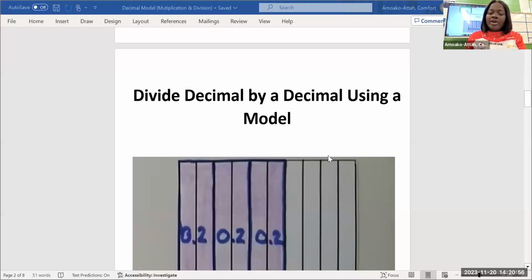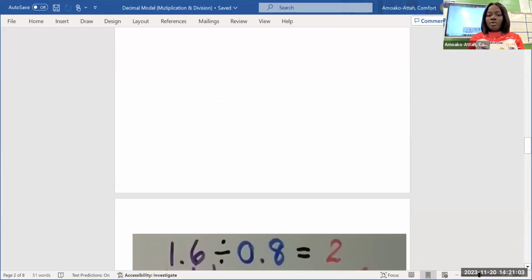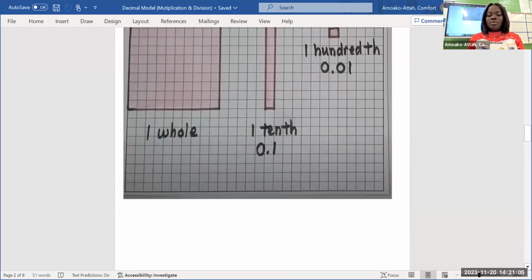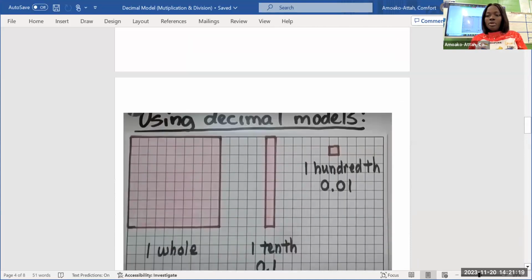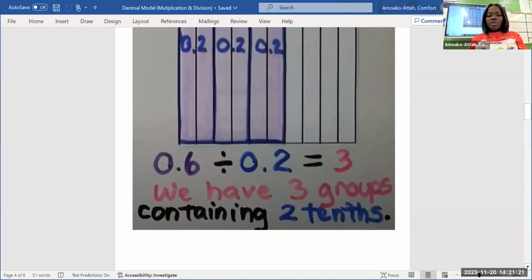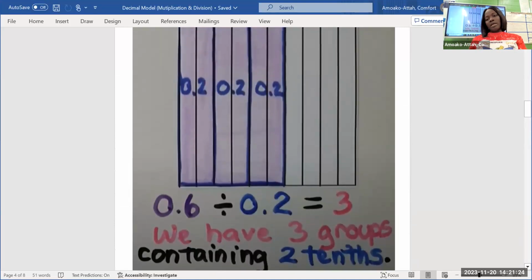There you go. All right, so good. How to divide a decimal using a model, right? So before we begin, let's take a quick review of the decimal models. This is the 1 whole, 1/10, and 1/100. All right, so now we have reminded ourselves of this. Now let's see how to divide using a model.